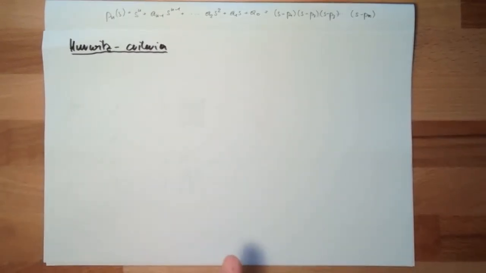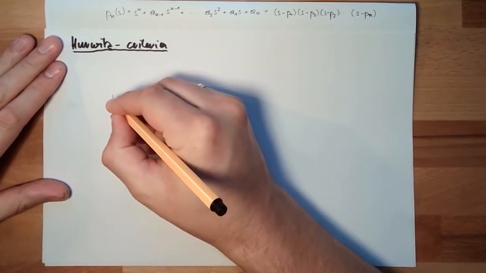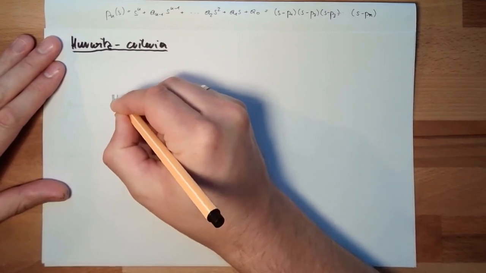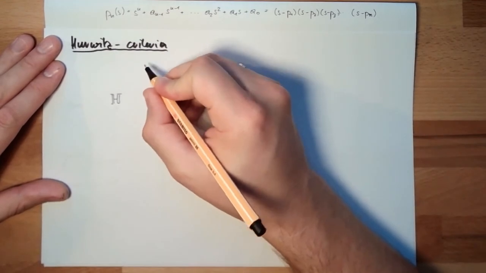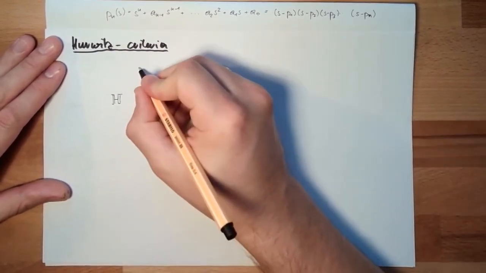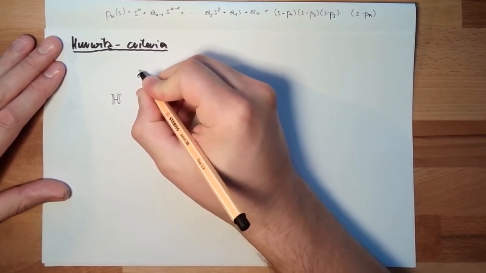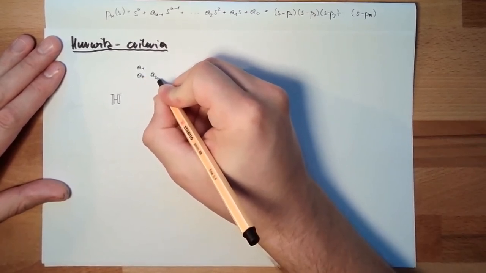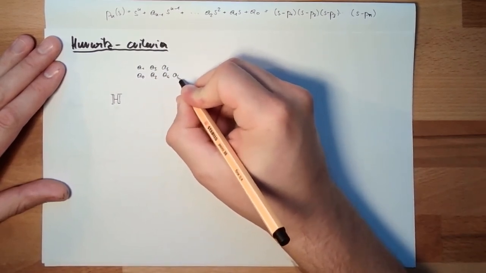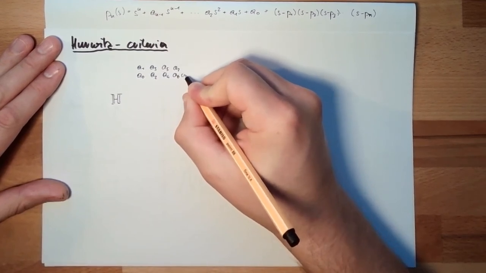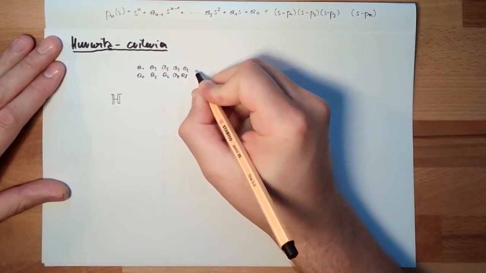What we have to do is create the Hurwitz matrix. There are several types of Hurwitz matrices. I will write one possibility. The Hurwitz matrix would look like this. I write here the coefficients. I start with A0, A1, A2, A3, A4, A5, A6, A7, A8, A9, and so on. Okay?